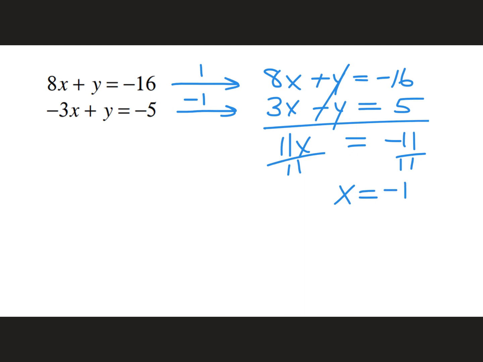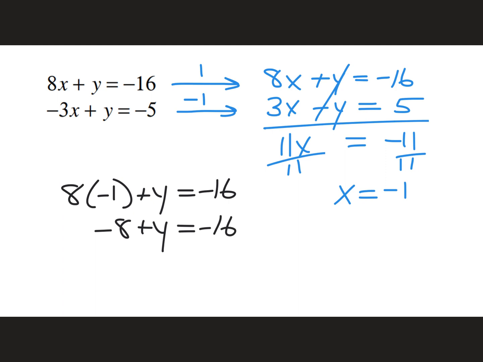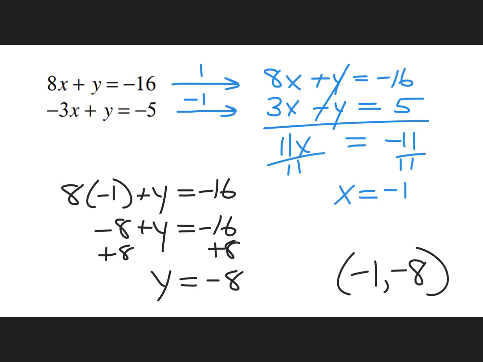And then I'm just going to put that -1 back in the top equation here. And I'll get -8 plus y equals -16, add my 8, and I'll get y equals -8. And my solution as an ordered pair. Now this series of using arrows is what we're going to be doing throughout this entire video.